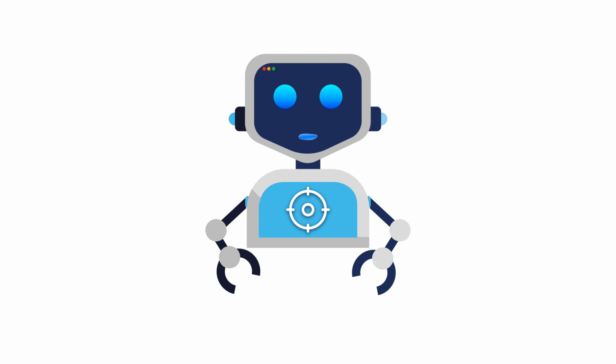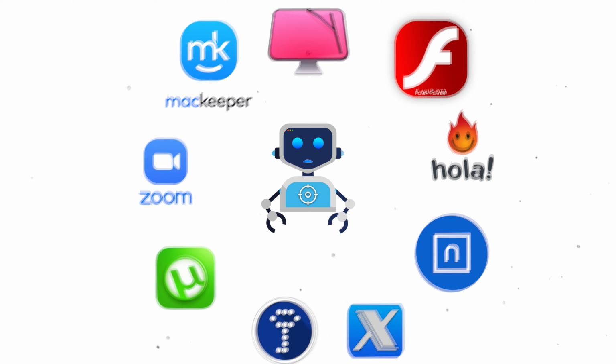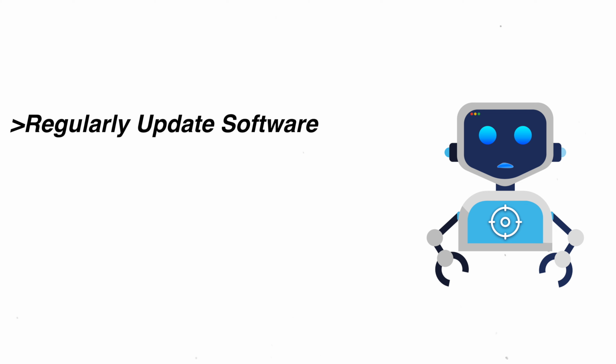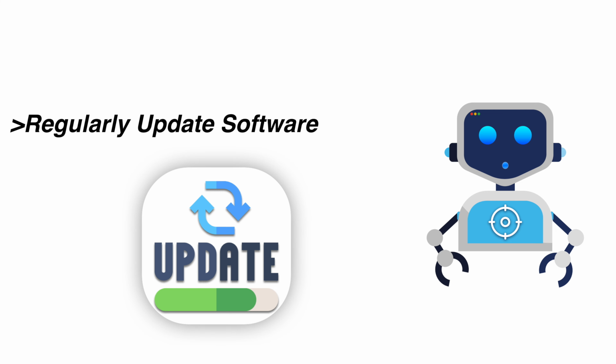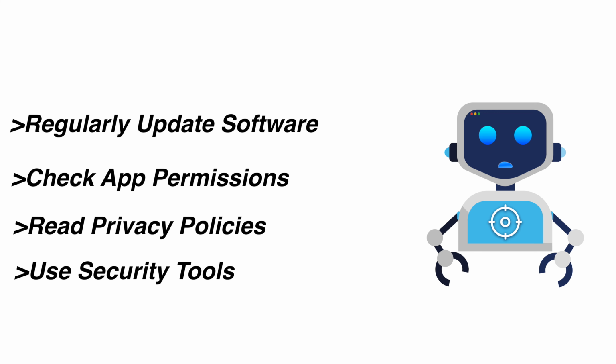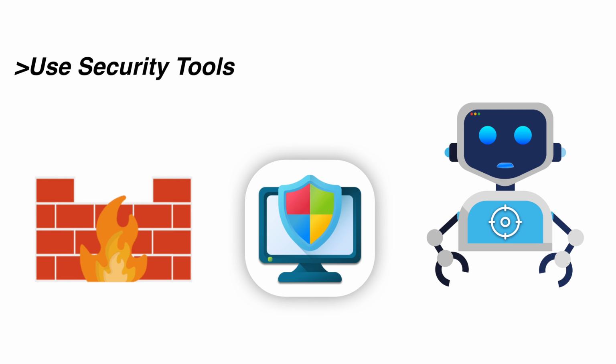Your data deserves better. While choosing safer apps is a great start, here are some best practices to keep your macOS secure. Regularly update software. Ensure all your apps and macOS itself are up to date to protect against vulnerabilities. Check app permissions. Review and manage app permissions to minimize data exposure. Read privacy policies. Before installing any app, check its privacy policy for clarity on data collection practices. Use security tools. Consider additional security tools like firewalls and antivirus software to enhance protection.